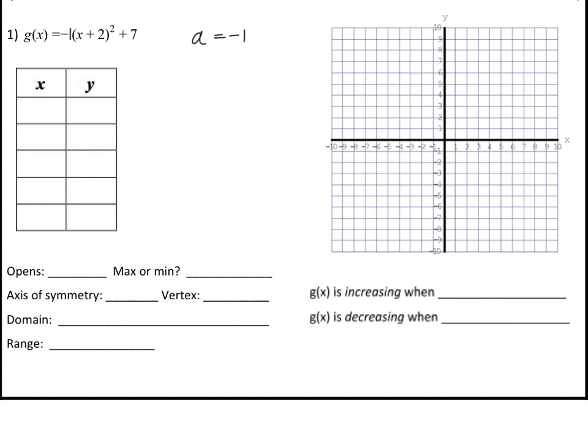Your vertex here, we need to look at the h and the k. So this is in vertex form, so our vertex here is (negative 2, positive 7). That goes in the middle of your table, and we want the x values surrounding it. We talked about that last time. So we want to do negative 3, negative 4, negative 1, and 0. Now we'll go to Desmos to get the rest. And by the way, we know that it's going to open down because the a value is negative. Okay, let's go over to Desmos.